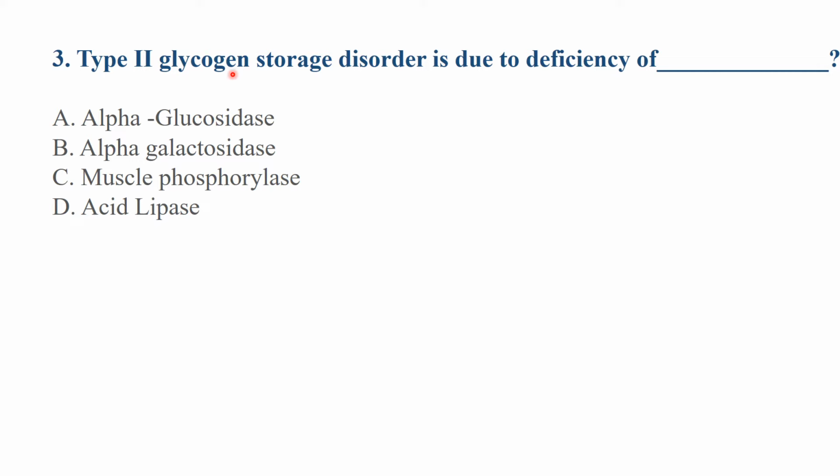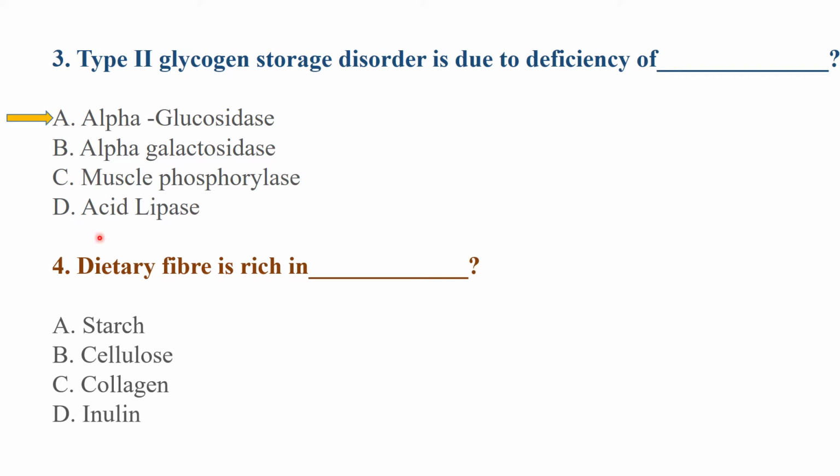Type 2 glycogen storage disorder is due to deficiency of alpha glucosidase, alpha galactosidase, muscle phosphorylase, or acid lipase. So it is due to alpha glucosidase. Dietary fiber is rich in cellulose. Dietary fibers mainly contain cellulose.